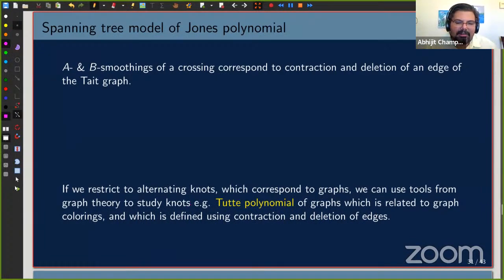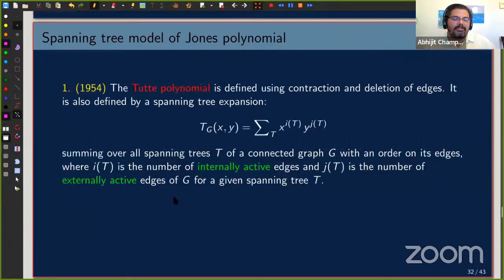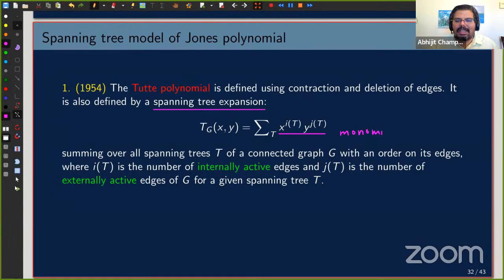And so if you restrict to alternating knots, which corresponds to graphs, we can actually use tools from graph theory, which has a whole tradition of defining polynomials using a contraction and deletion property. One such example is the Tutte polynomial, which is a very famous polynomial, and it has a spanning tree expansion. It's a two variable polynomial, and for every spanning tree, you assign a monomial. So this is a monomial. And how is the monomial assigned?